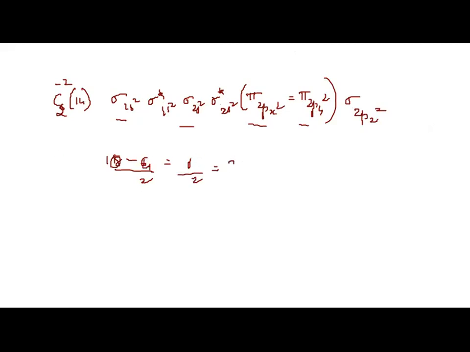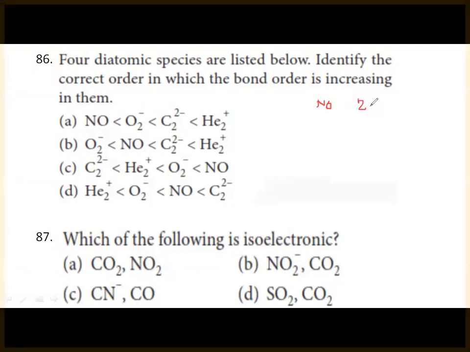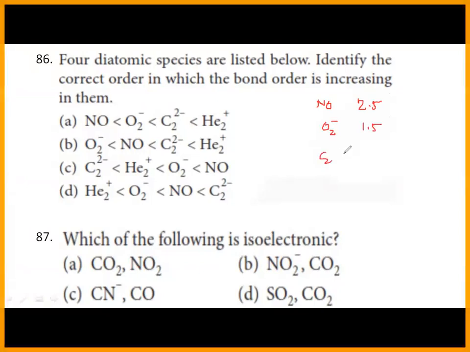So C2 minus has got what bond order? We'll write it here. NO bond order is 2.5. Then O2 minus bond order is 1.5. Then C2 minus 2 bond order is 3. He plus bond order will be 0.5.